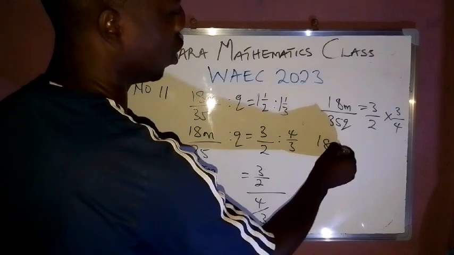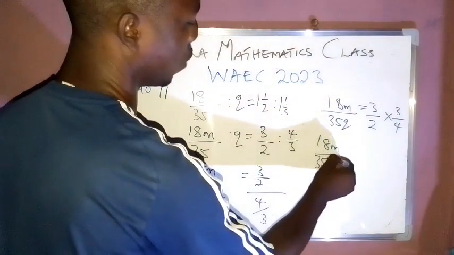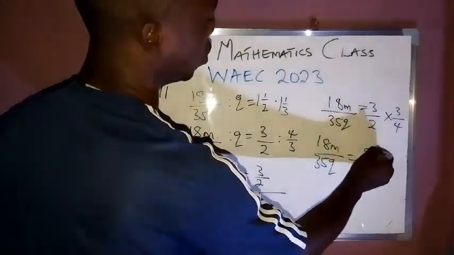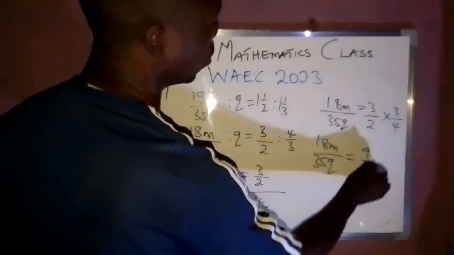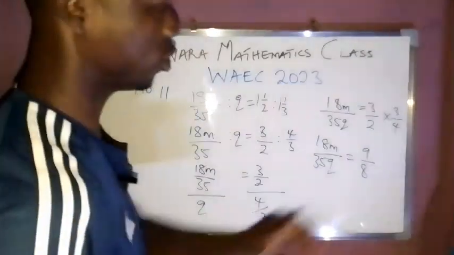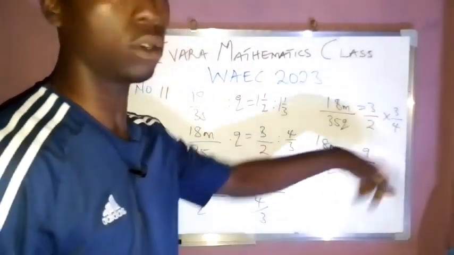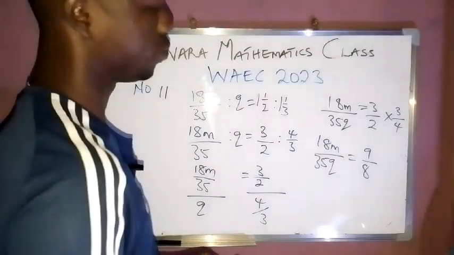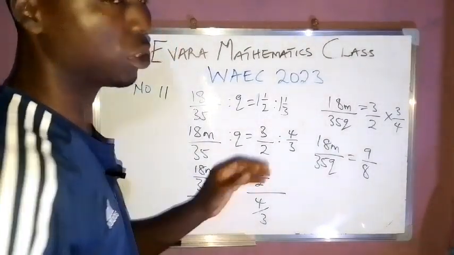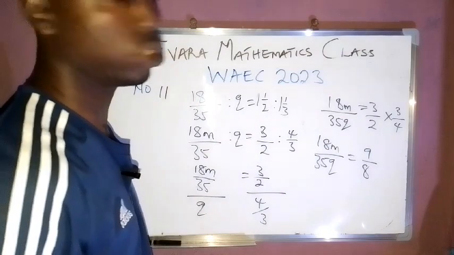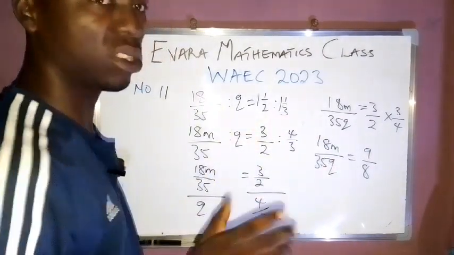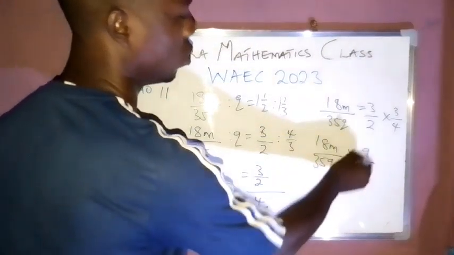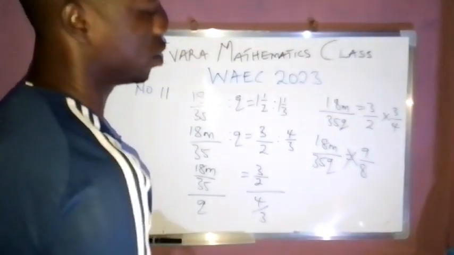So 18M over 35Q will now be what? 3 times 3, 9. 2 times 4, 8. So we'll just multiply, since 3 and 4 don't have anything in common. So now, remember, the question says we should get Q ratio M. So we are still working towards that. So the next thing now is to do what? Cross multiply.